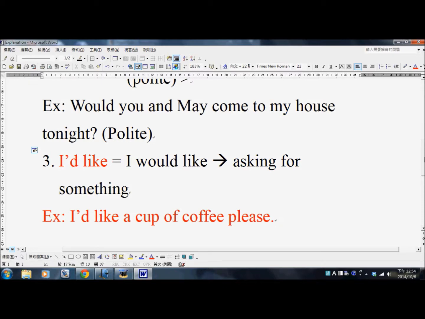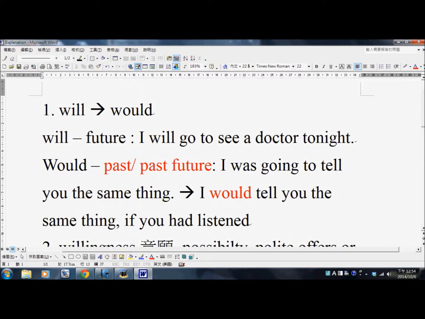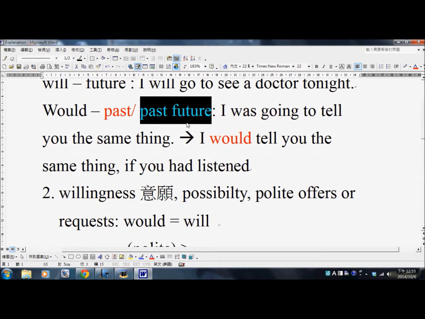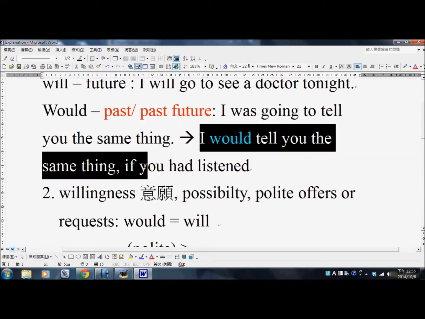So let's go back and go over the three ways of using would very quickly. Number one, we can use would as the past tense of will. While we use will to describe what will happen in the future, we use would to describe what happened in the past or what was going to happen in the past future. For example, I was going to tell you the same thing, but I didn't tell you. I would have told you the same thing if you had listened, but the fact is that person didn't listen, so I didn't tell her or him the same thing.